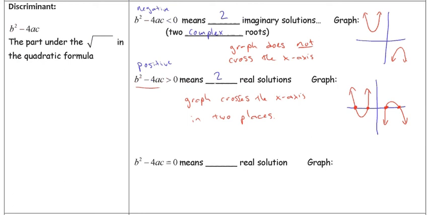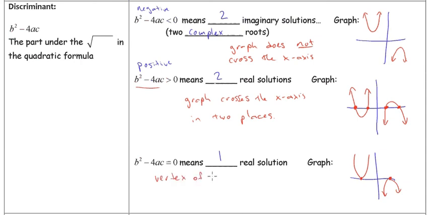Our last possibility is when b squared minus 4ac is equal to 0. It's not positive or negative. It's just 0. And that means we have one real solution. Here's the graph for that. Either the vertex is on the x-axis and it's opening upward, or the vertex is on the x-axis and it's opening downward.